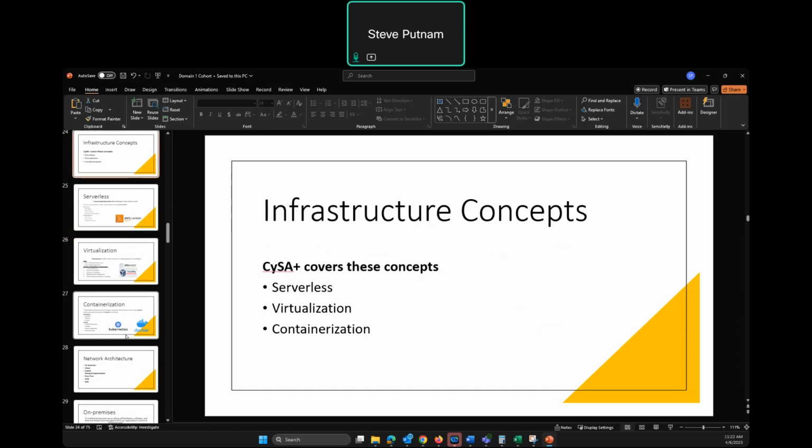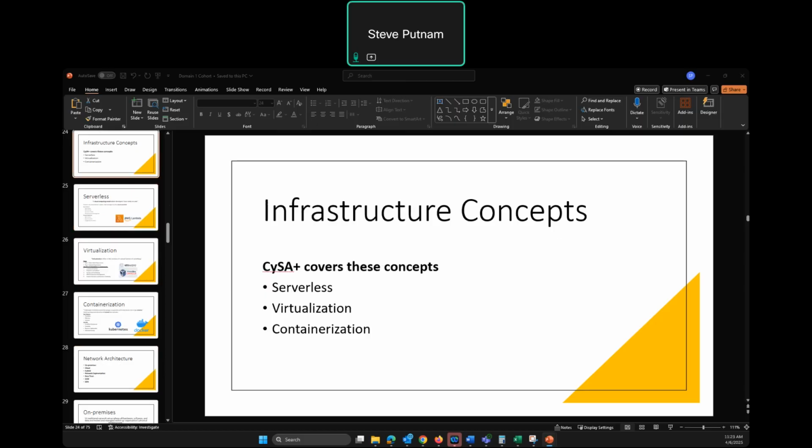So our infrastructure concepts, let's take a look at that. The CySA+ exam specifically covers serverless, virtualization, and containerization. For those of you at this point in your studies, you should have already gotten to this point, but I'm going to go ahead and define these to make sure we're saying it out loud so you can remember them again after the cohort.